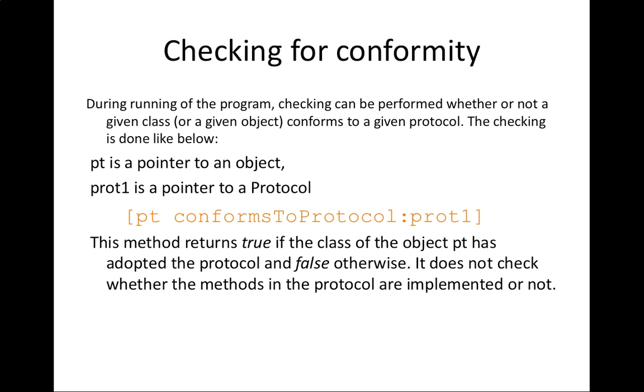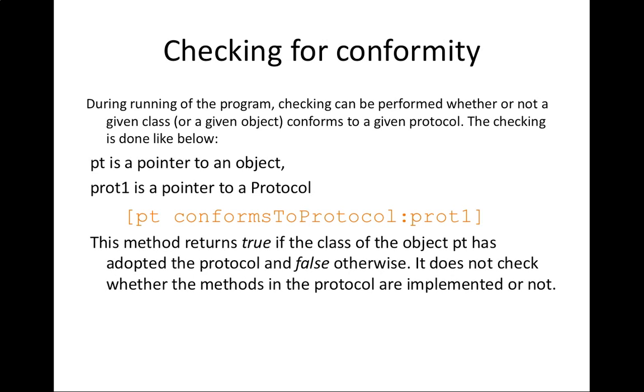So checking for conformity. During the running of the program, checking can be performed whether or not a given class or a given object conforms to the given protocol. It is done in terms of using or checking the protocol. So it's done like this particular example below here. PT is a pointer to an object. Protocol 1 is the pointer to a protocol. So PT conforms to protocol. You're running a method on the pointer to the protocol, PROT1. So the method call is going to basically come back and give you a true or a false. Does it conform or does it not conform, which means was it implemented or was it not implemented correctly.